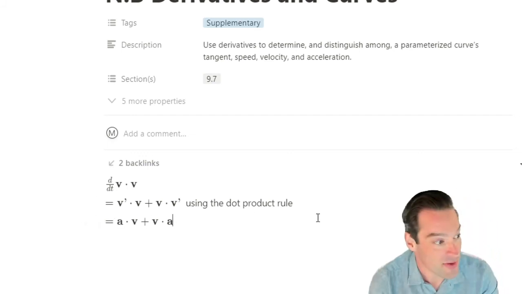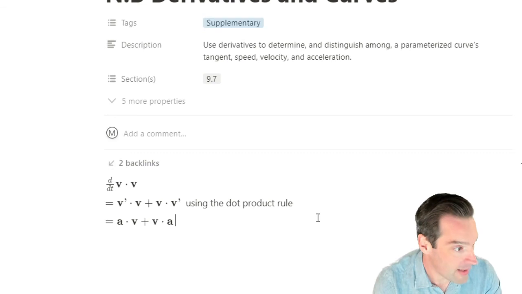There. So it's a dot v added to v dot a.